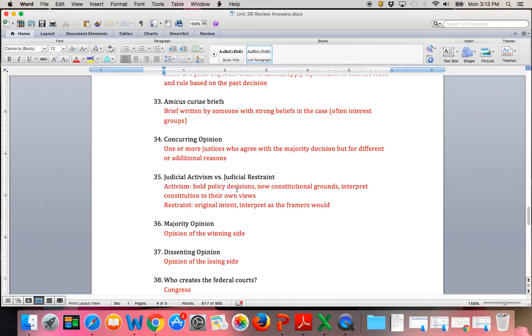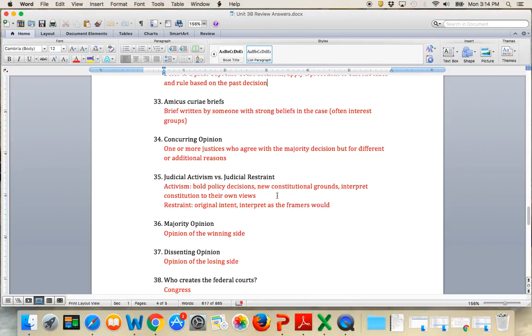Different ways Supreme Court justices interpret, so activism versus restraint. Activism: bold policy decisions, new constitutional grounds. They interpret based on their own views, in kind of an ever-changing constitution, versus restraint: whatever the framers meant, they're going to stick to that original intent.